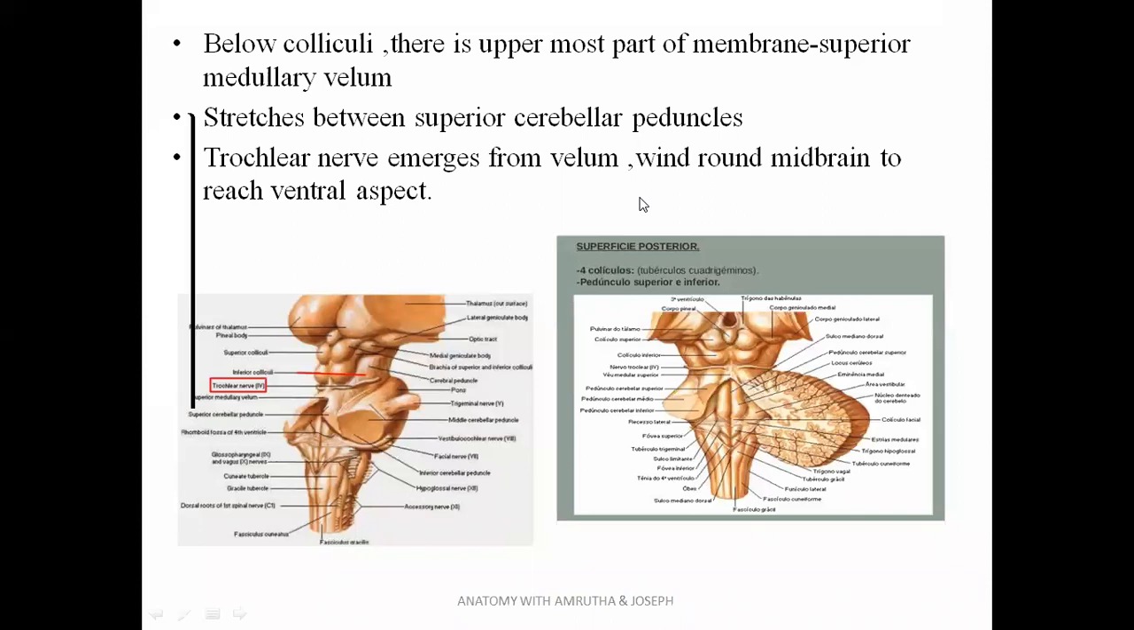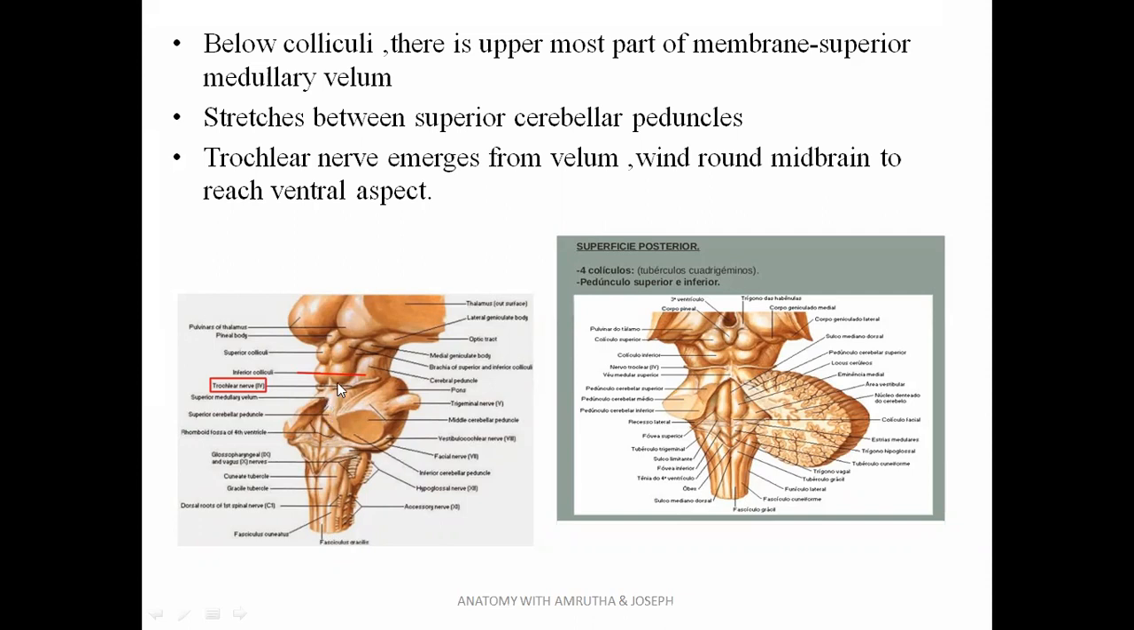In the last class, we saw the midbrain, right? We saw the posterior aspect and the anterior aspect of the midbrain. The posterior aspect has the colliculi, right? Superior colliculi and inferior colliculi, separated by a cruciform sulcus. Also, the superior medullary velum, which is bridging the superior cerebellar peduncles.